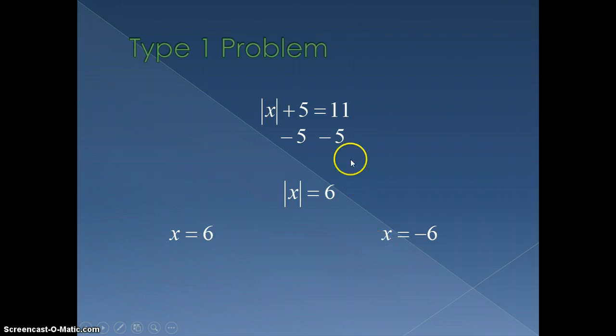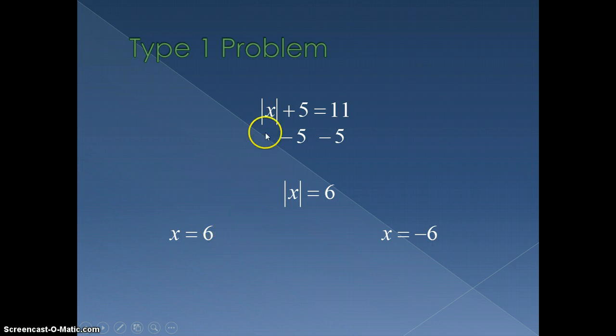Now, like I said on the first slide, the work was done on the front end to isolate the absolute value, and then once I wrote my two equations, I'm done. There's nothing else I can do to this problem. It is solved for x. So x could be either 6 or negative 6.